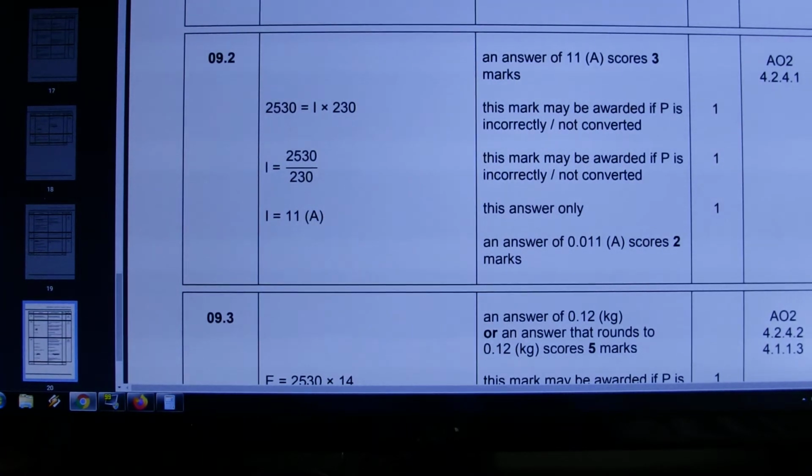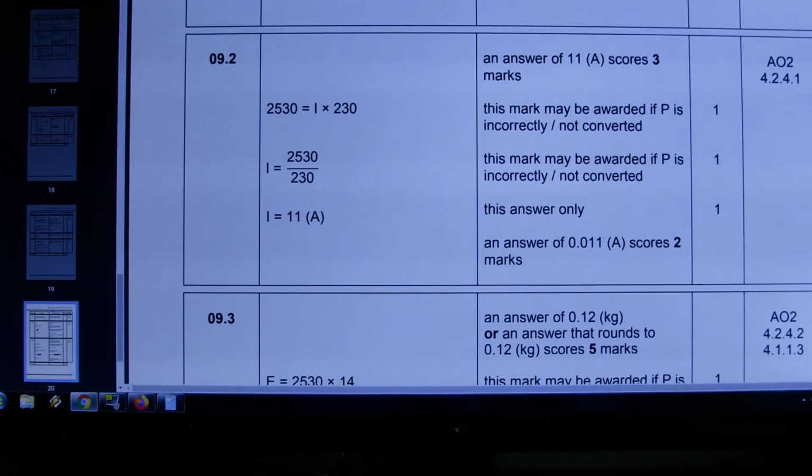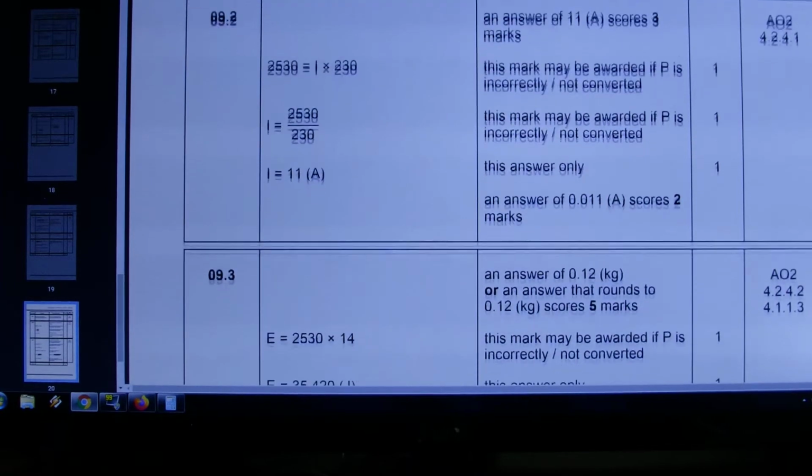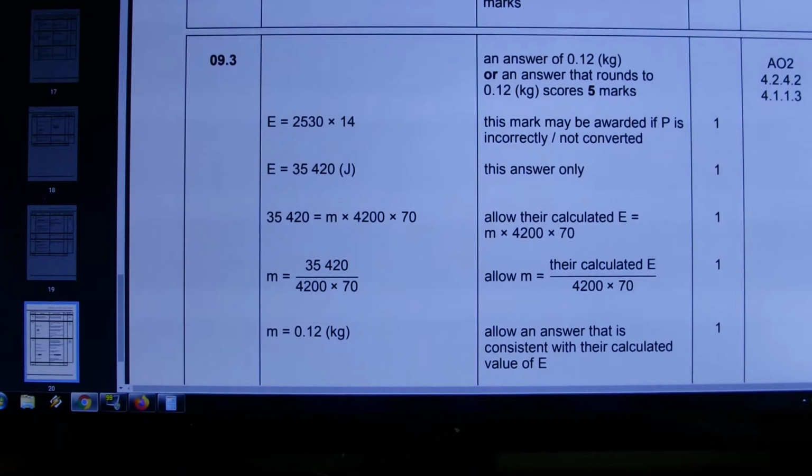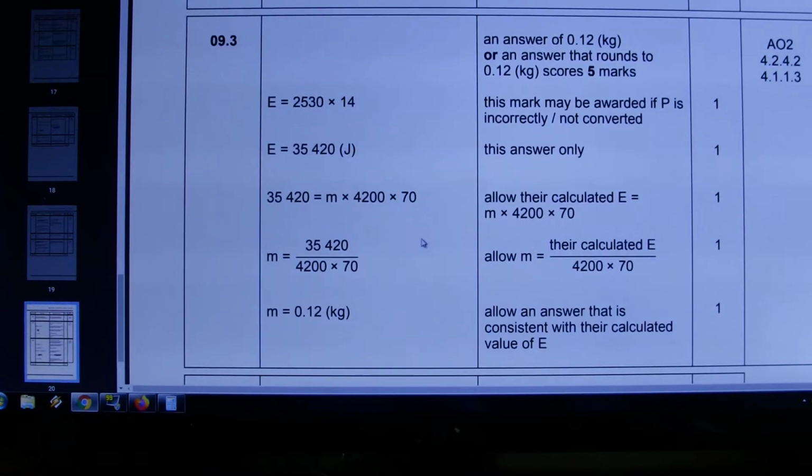11 amps. You actually get 2 marks out of 3 for 0.011 amps because you failed to convert from kilowatts to watts for your calculation. Wow. 30 times 14 joules divided by, yeah, 0.12 kilograms. Gets you all 5 marks.